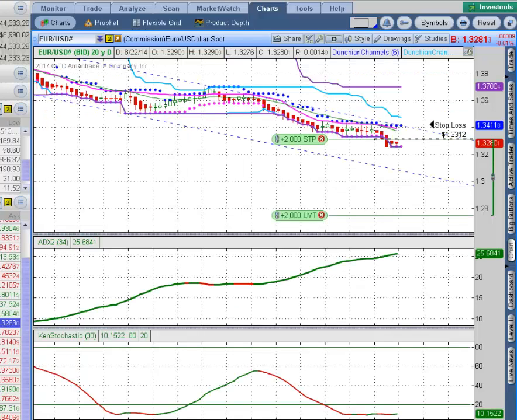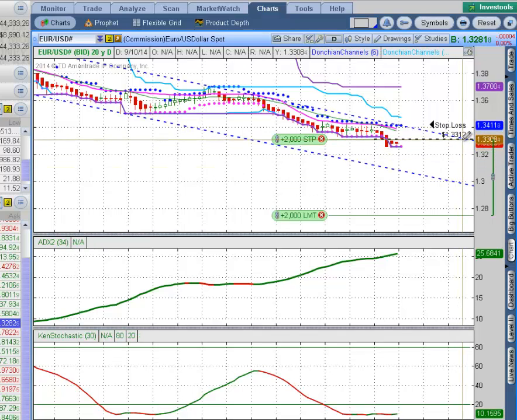Let's first review the price chart for our open trade on the Euro-US dollar. As you can see, we're still short 2 micros. Target number 2 is 1.2746, and our stop loss is at 1.3312.